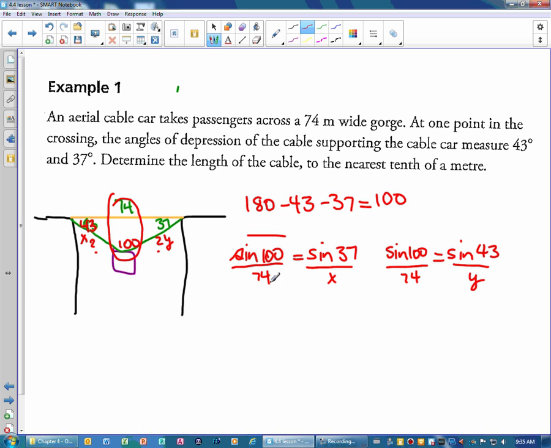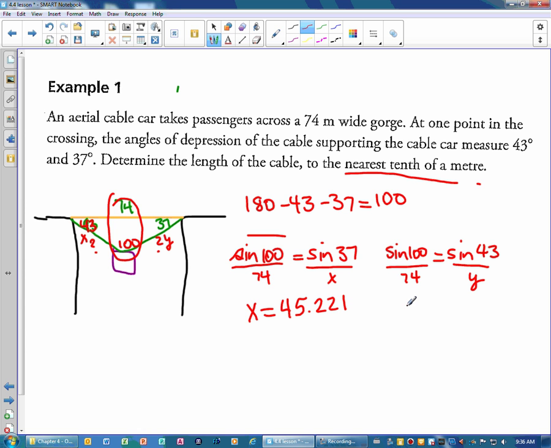So on this one, I'm going to go 74 times the sine of 37, divide by the sine of 100 to get x. It asks for the nearest tenth, but I have two numbers here that I need to add together, so I'm going to hang on to 3 decimals just to make sure that I'm rounding properly. So on my calculator, I'm going 74 times the sine of 37, dividing by the sine of 100, I get 45.221. Make sure you can get that on your calculator.